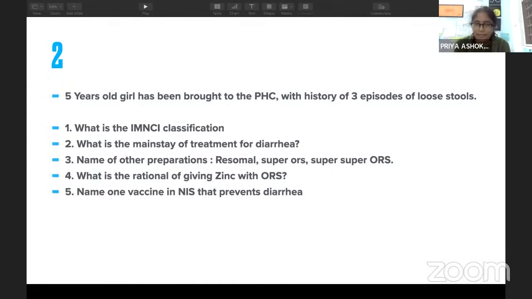Okay. And name one vaccine in the national immunization schedule that prevents diarrhea. Measles. Huh? Rotavirus, measles. A complication of measles would be diarrhea, so it doesn't exactly prevent diarrhea. That's fine.